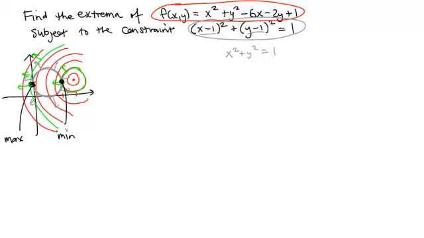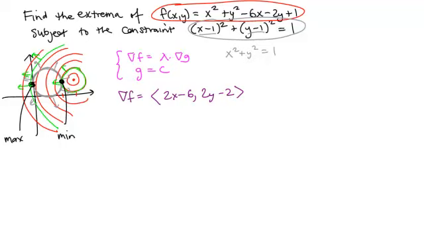Now let's see if the Lagrange multipliers method backs that assessment up. So we're going to need to solve the equations gradient of f is equal to lambda times the gradient of g, and also g equals c, where g equals c is the constraint equation. So let's see. Our function f is given right here, so the gradient of f is going to be 2x minus 6 and 2y minus 2, just like it was before.